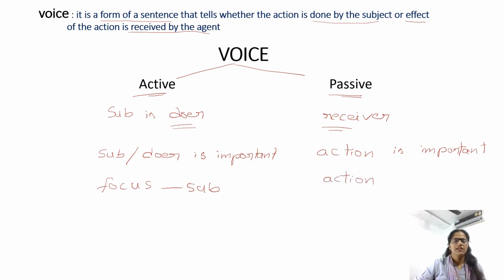For example, he rescued a snake. Right? Here the focus is on the subject. What is the action here? Rescue is the action. And who did this action? He. So here the subject is important. To give importance to the subject, we use active voice.